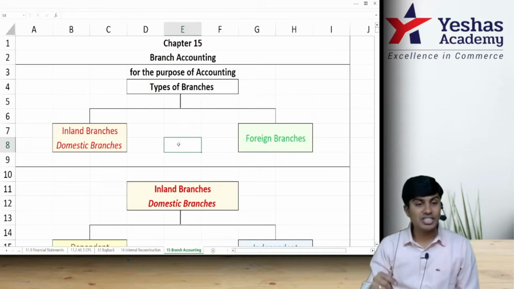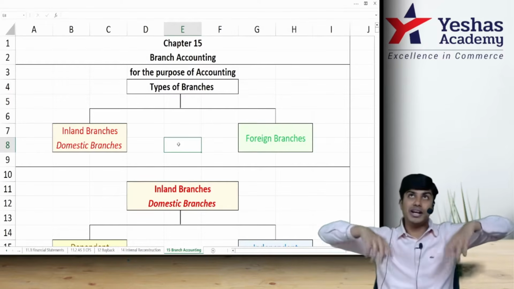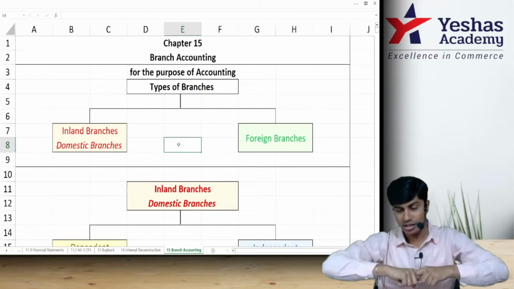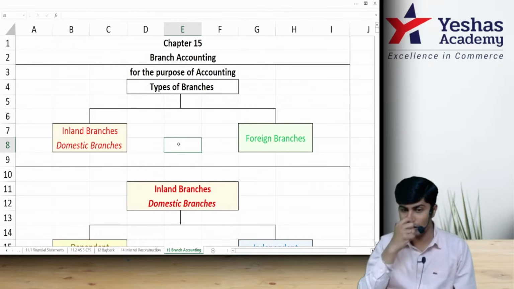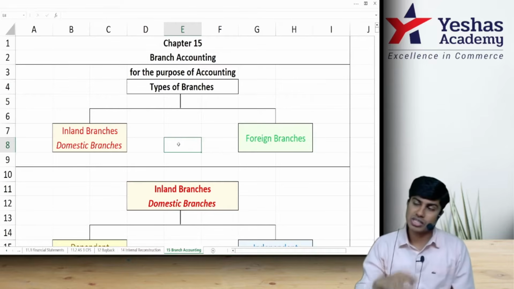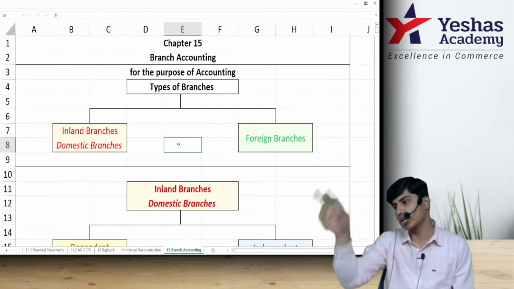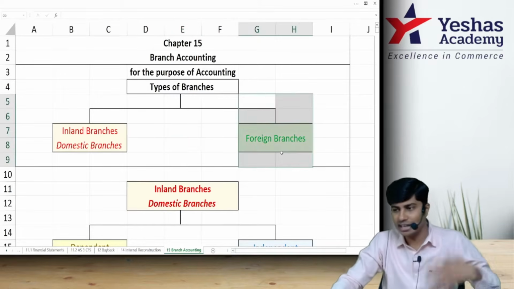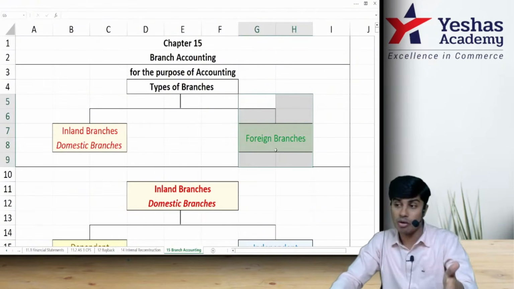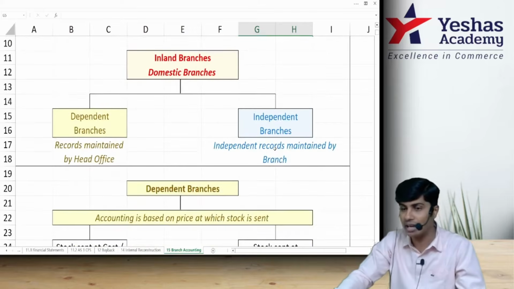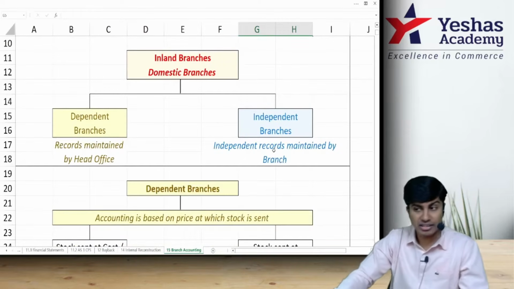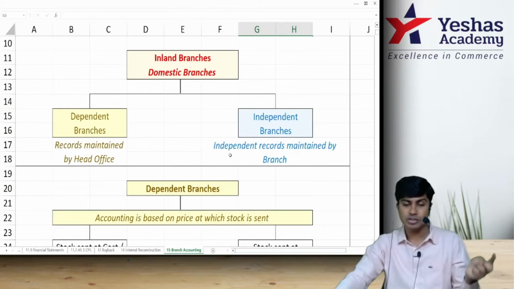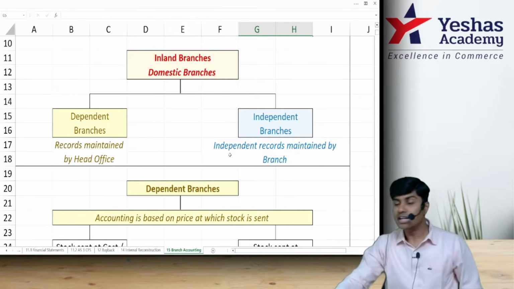One, a branch which is situated within the geographical boundaries of the country. That's called an inland or domestic branch. The branch which is outside the geographical boundaries of our country, we call a foreign branch. We'll discuss foreign branch towards the later part of our discussion. Right now, our focus will be concentrated on inland or domestic branch. Further, inland or domestic branches will be classified into two categories: dependent and independent.